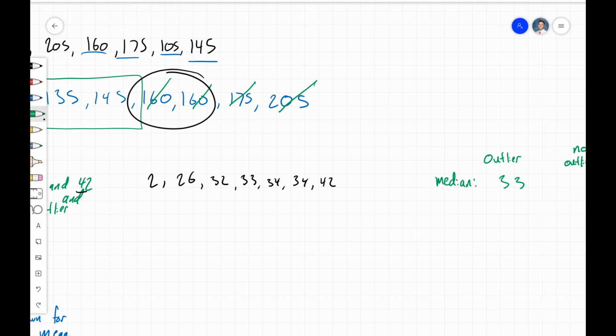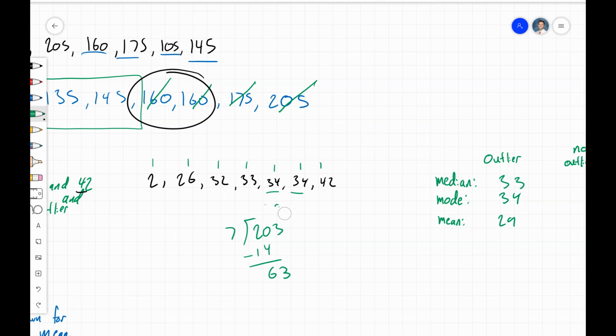Now, our mode, we can see, is 34, because that occurs twice, and the others only happen once. So our mode is 34, and for our mean, we will add all of these values together, and we have a total of 7 data points. So we will add them all together and divide by 7. When we add all of these together, we get 203. And 203 divided by 7 is 29. So our mean with the outlier is 29.